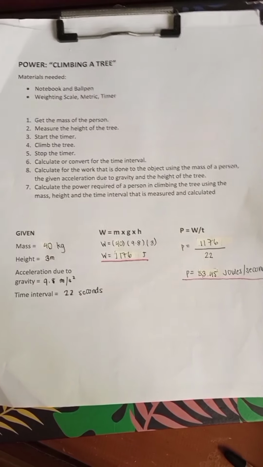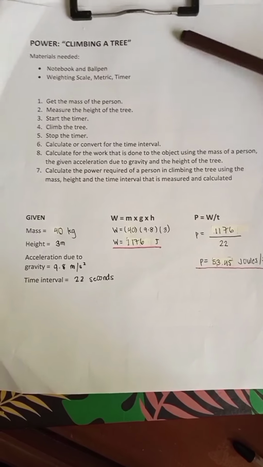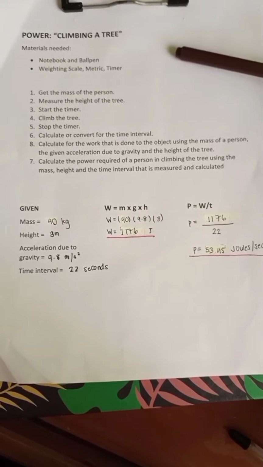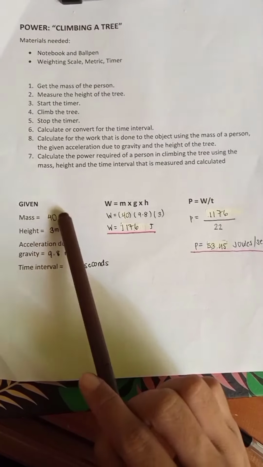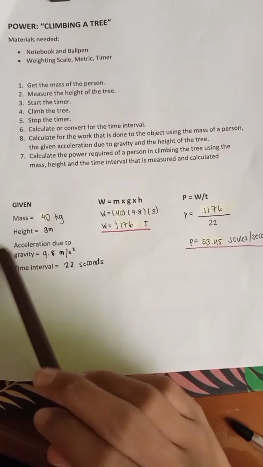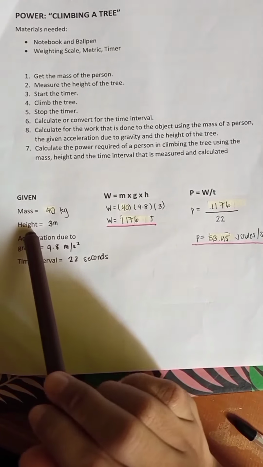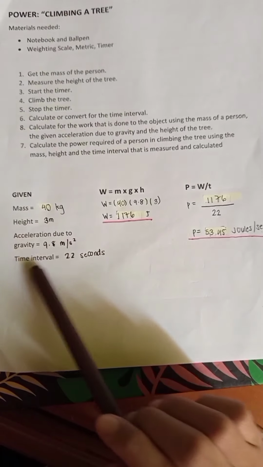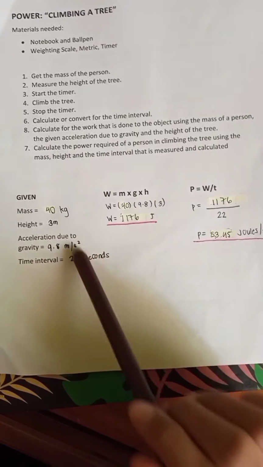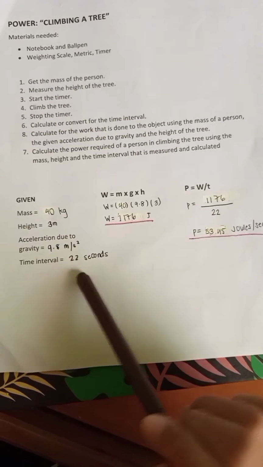So for power, I choose to climb a tree as an example for me to be able to discuss the power clearly. So these are the materials needed to perform this activity and these are the steps I followed. So these are the calculated and measured givens. The mass of the person is 40 kg, the height of the tree is 3 meters, the given acceleration due to gravity is 9.8 meters per second squared, and the time interval based on the timer is 22 seconds.